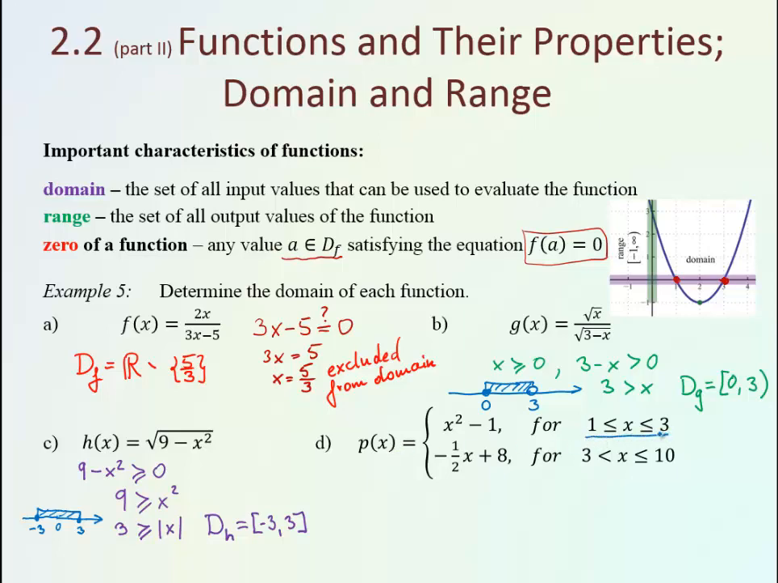So 1 to 3, and 3 is connected with the next section from 3 to 10. Therefore, the overall domain of P is from 1 to 10 inclusive.